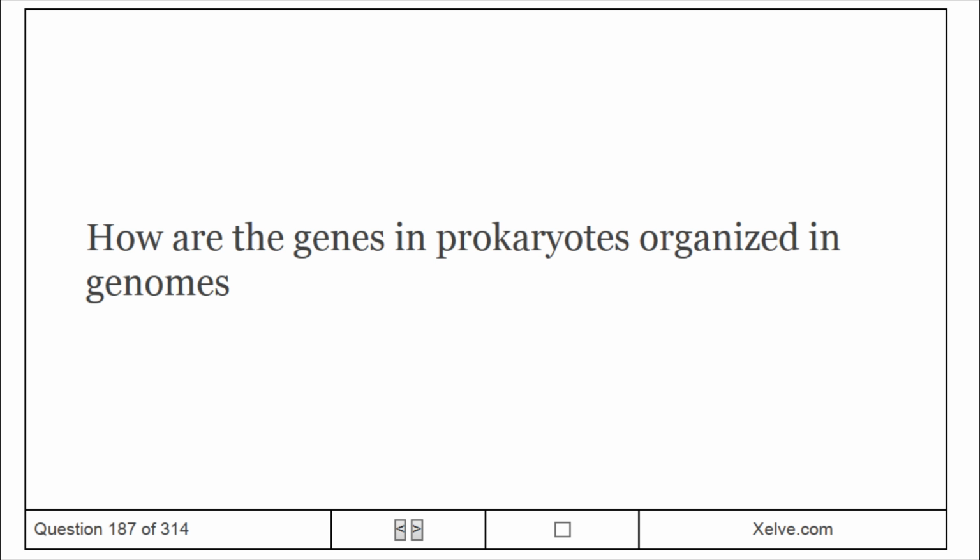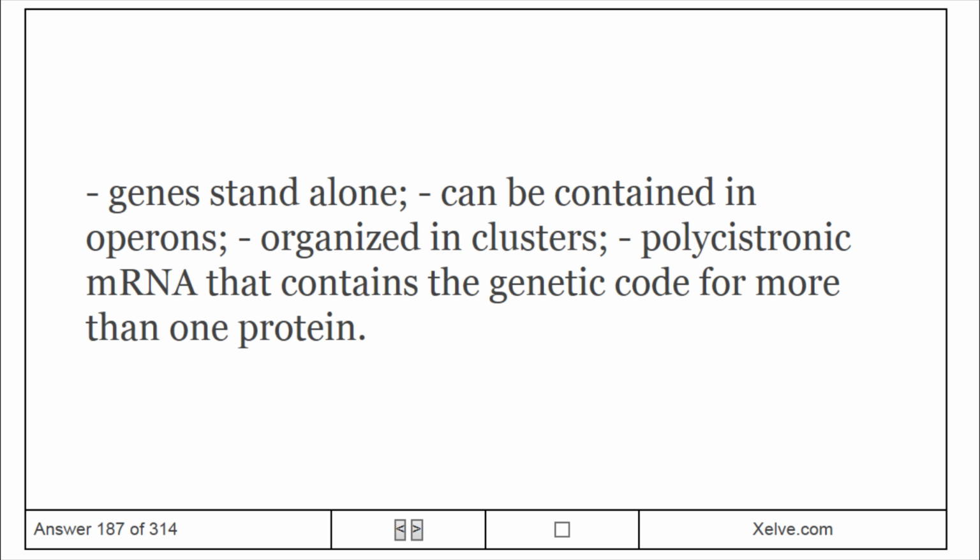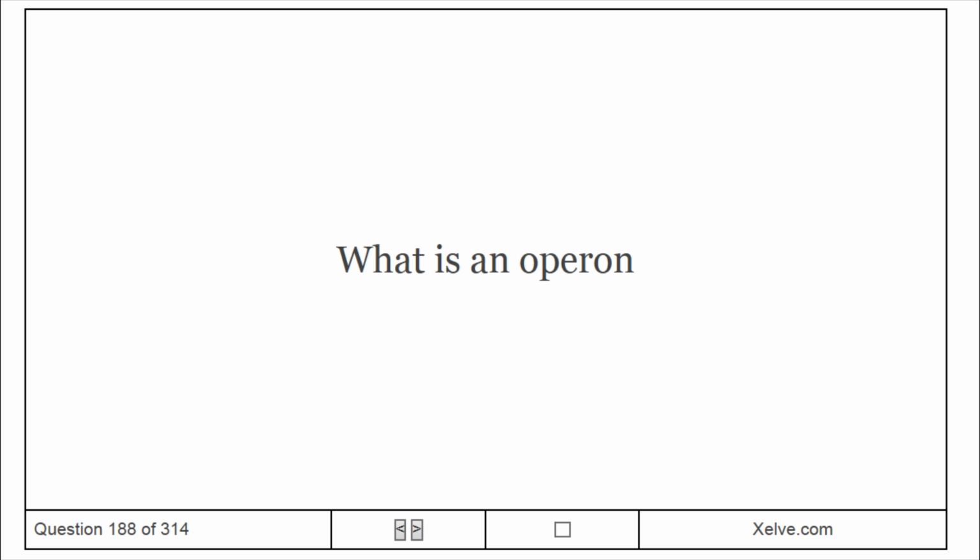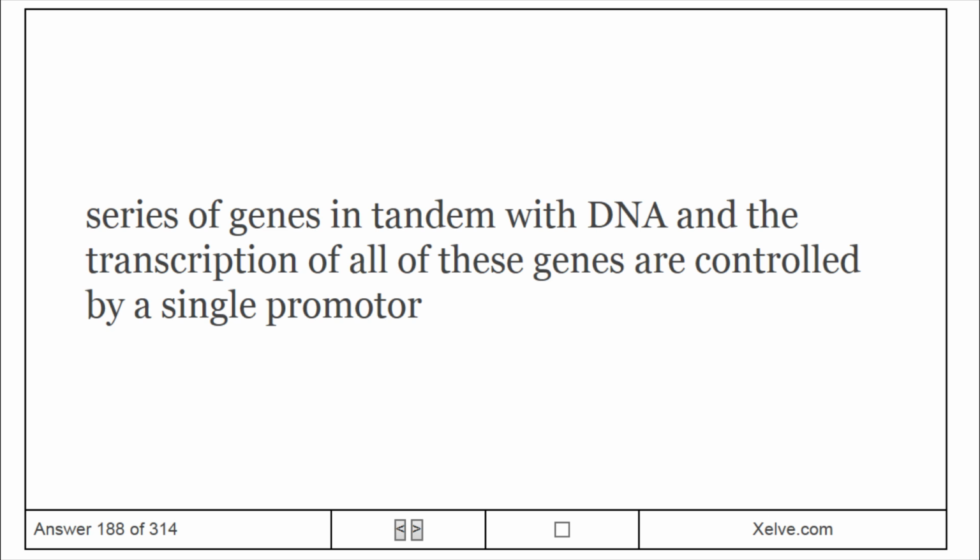How are the genes in prokaryotes organized in genomes? Genes stand alone, can be contained in operons, or organized in clusters. Polycistronic mRNA contains the genetic code for more than one protein. What is an operon? A series of genes in tandem within DNA, where the transcription of all of these genes is controlled by a single promoter.